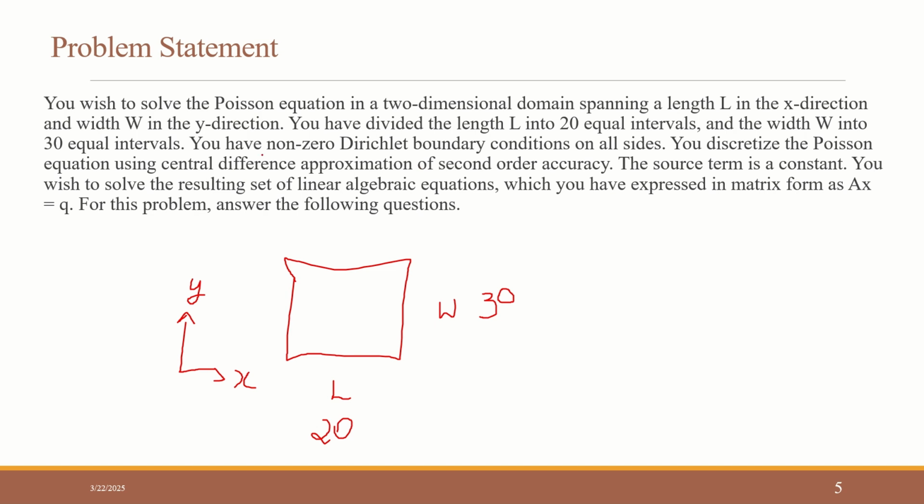You discretize the Poisson equation using central difference approximation of second order accuracy, and we have the source term in the Poisson equation which is a constant. Here in this problem it is a constant. So you wish to solve the resulting set of linear algebraic equations which you have expressed in the matrix form as Ax is equal to Q. So we are discretizing it and we have the source term as constant and we wish to solve the resulting set of linear algebraic equations. So now we have to answer the questions.